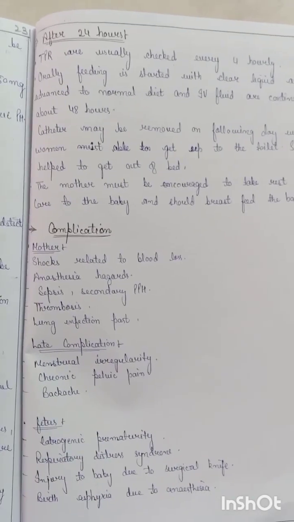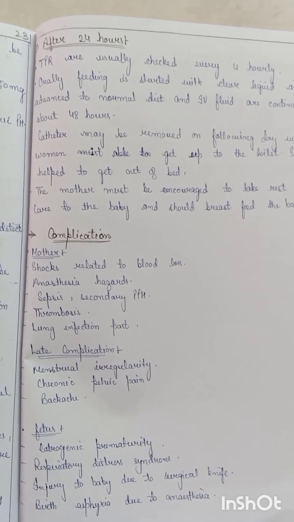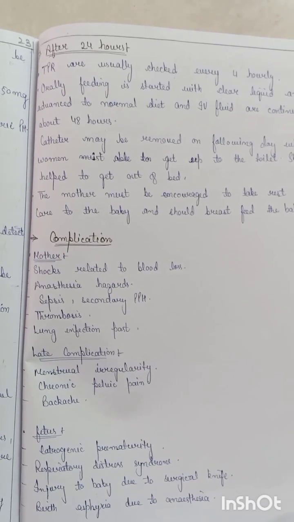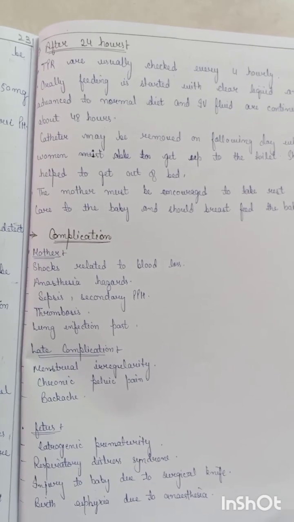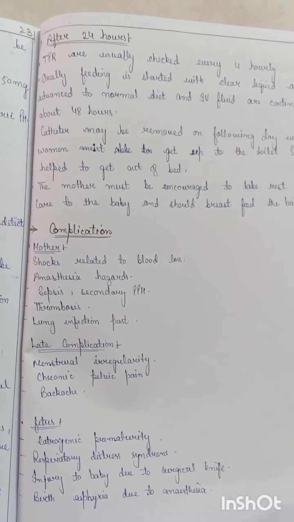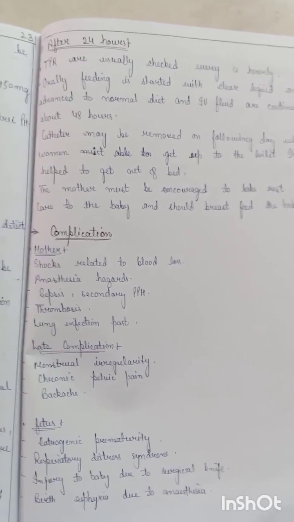Complications for the mother: shock related to blood loss, anesthesia hazard, sepsis, secondary PPH, thrombosis, lung infection. Late complications include menstrual irregularity, chronic pelvic pain, backache. In the fetus: iatrogenic prematurity, respiratory distress syndrome, injury to the baby due to surgical knife, birth asphyxia due to anesthesia.